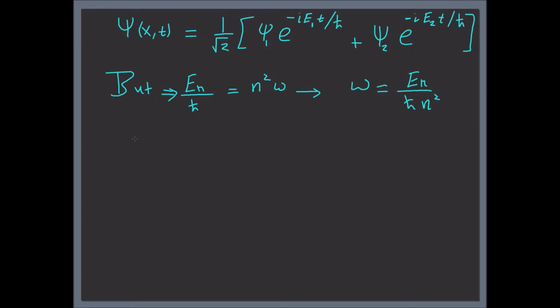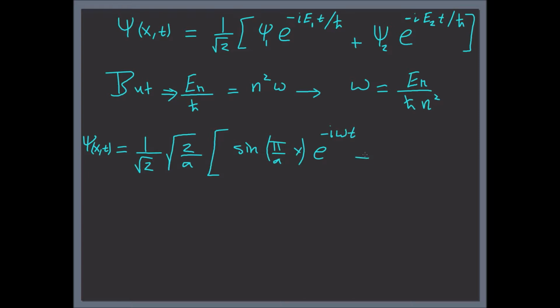So with this in mind, we have this psi of x and t equal to 1 divided by square root of 2 times square root of 2 divided by a, times the sine of pi divided by a x, because n is 1, times e to the minus i omega t, plus sine of 2 pi divided by a x times e to the minus 4 i omega t.